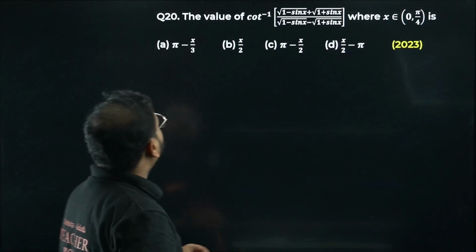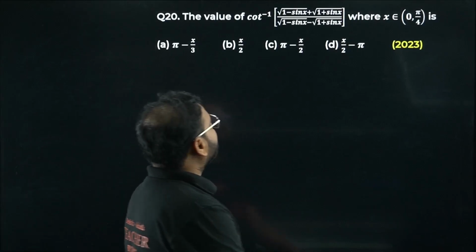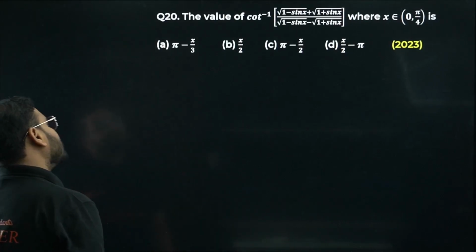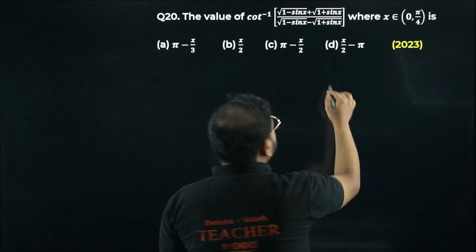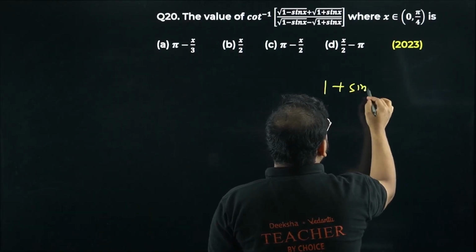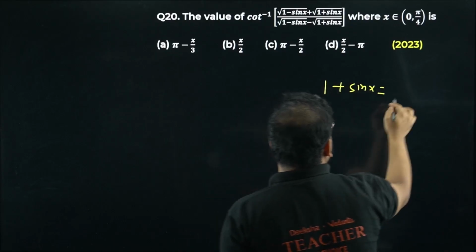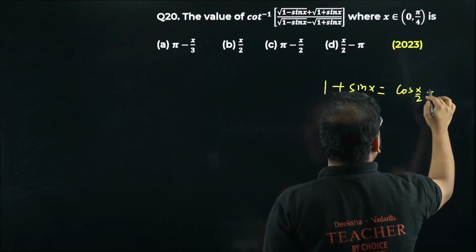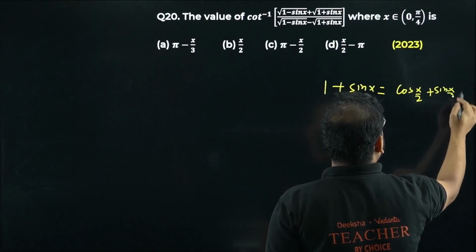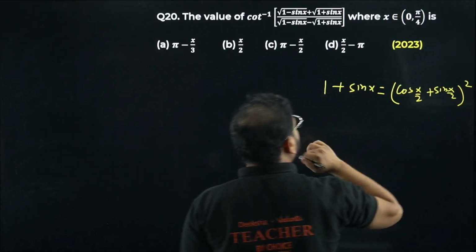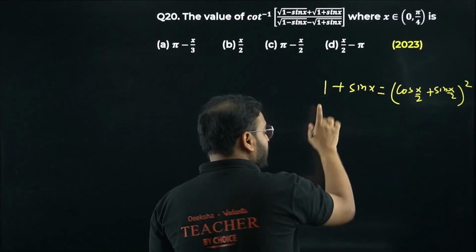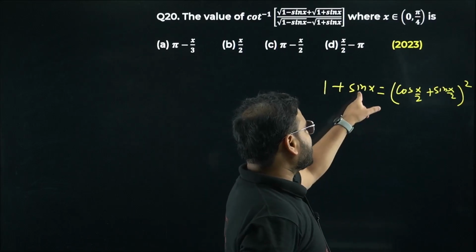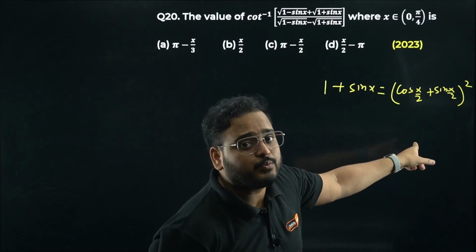Question number 20 now. The value of cot inverse of root of 1 minus sin x plus root of 1 plus sin x, again in the root. I have taught you these things. 1 plus sin x is going to be cos of x by 2 plus sin of x by 2, the whole square. How do you solve this part? Please check. I have 1 as sin square plus cos square of x by 2, and sin x will become 2 sin x by 2 cos x by 2.